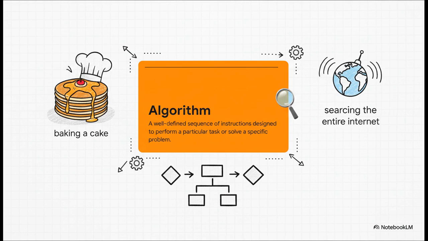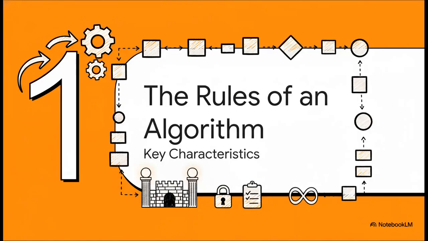And that brings us right to the official definition. At its very heart, an algorithm is just a clear set of instructions for solving a problem. So whether you're baking that cake or a computer is searching the entire internet, the basic idea is exactly the same. Now hold on, not just any to-do list gets to be called an algorithm. To really earn that title, a set of instructions has to play by a few simple but really important rules.